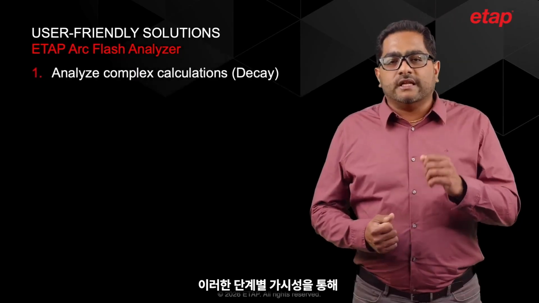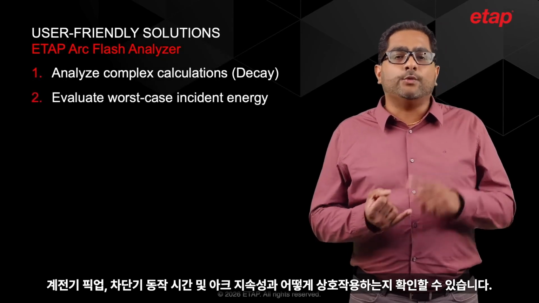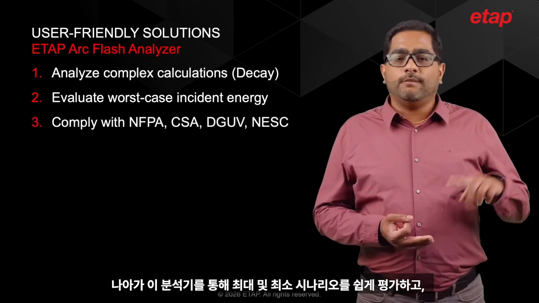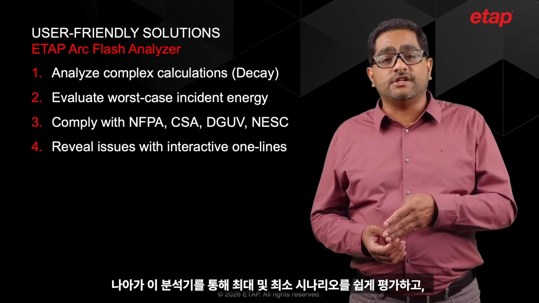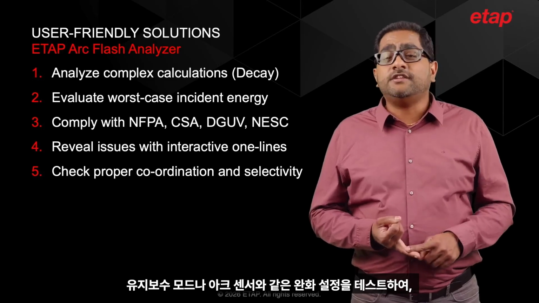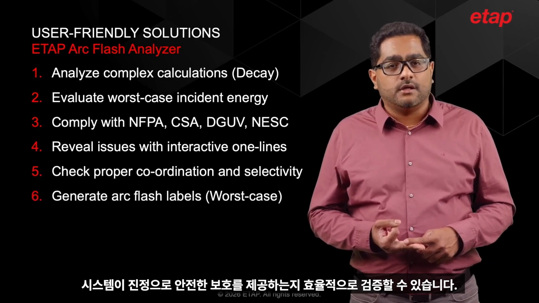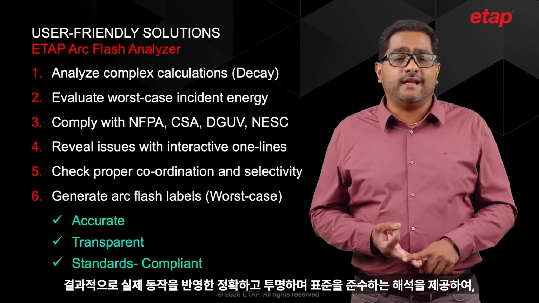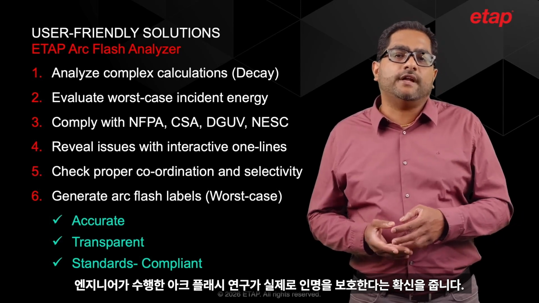This stage visibility lets engineers clearly see how decaying generator contributions interact with relay pickups, breaker clearing times, and arc sustainability. From there, the analyzer makes it easy to evaluate the maximum and minimum scenarios, testing mitigation settings like maintenance mode or arc sensors, and validate whether the system truly provides safe protection. The result: an accurate, transparent, and standards-compliant analysis that reflects real-world behavior, giving engineers confidence that their arc flash study genuinely protects lives.